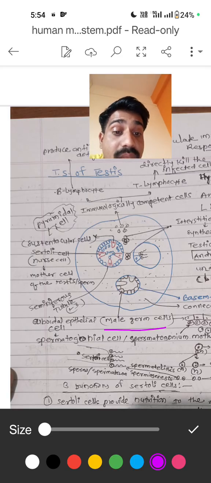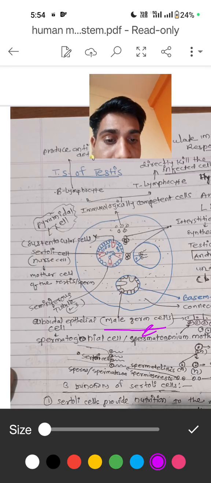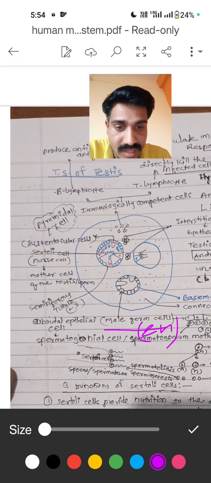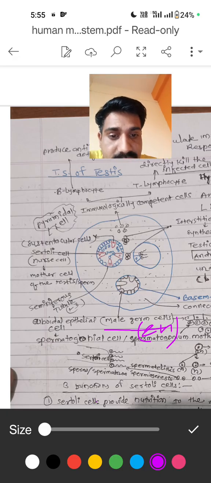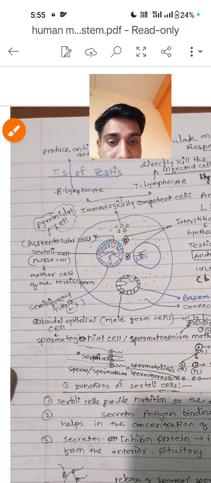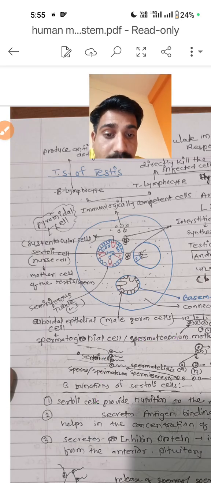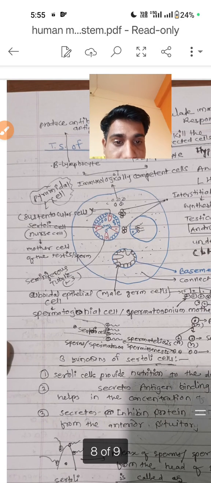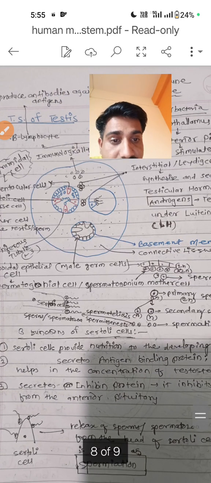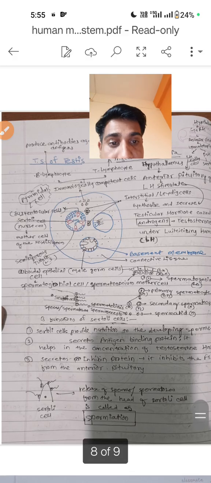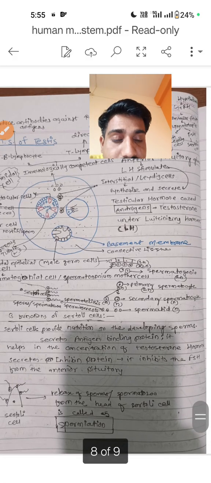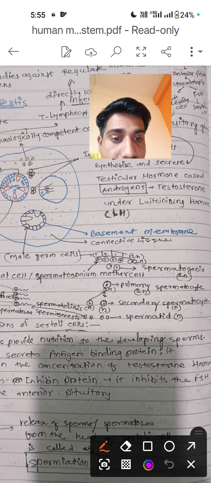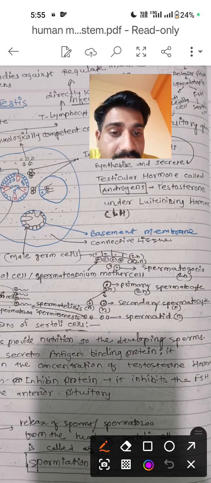These are the male germ cells, diploid in nature. From these diploid cells there is a formation of spermatogonial cells. Male germ cells differentiate into spermatogonia. Spermatogonia are diploid in nature.